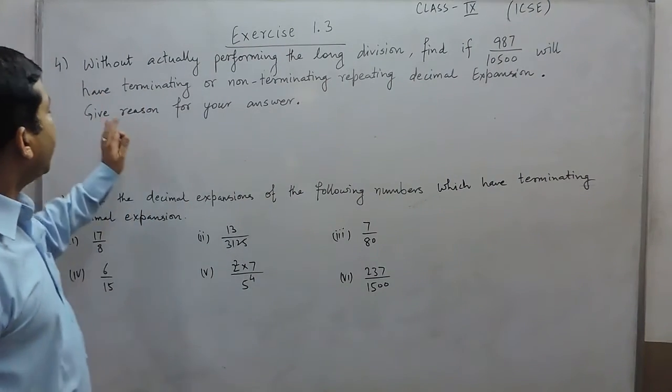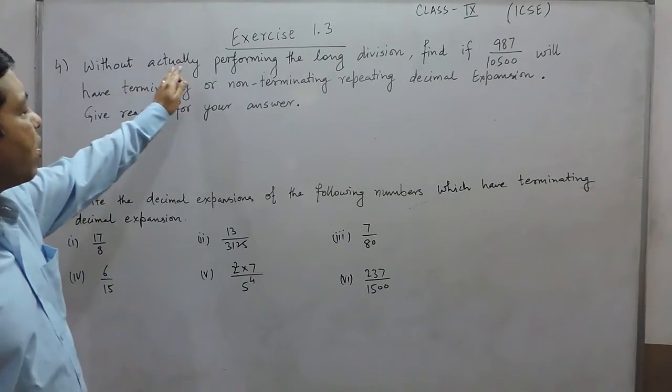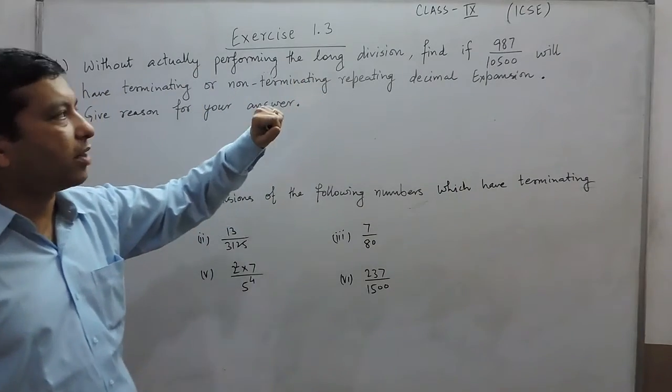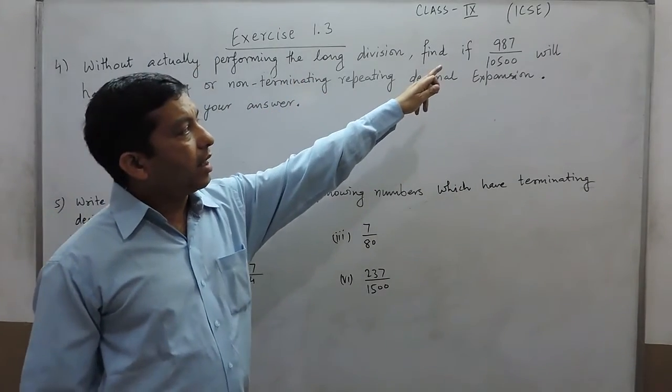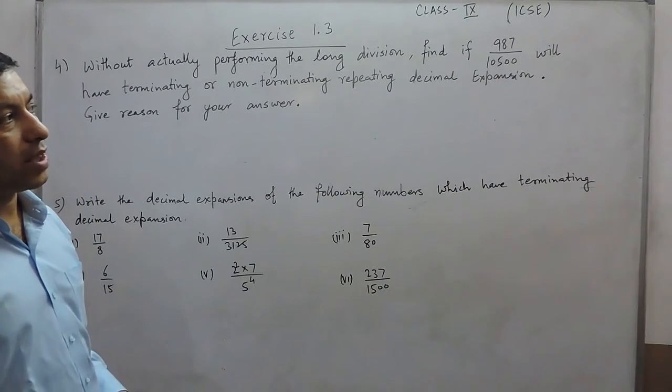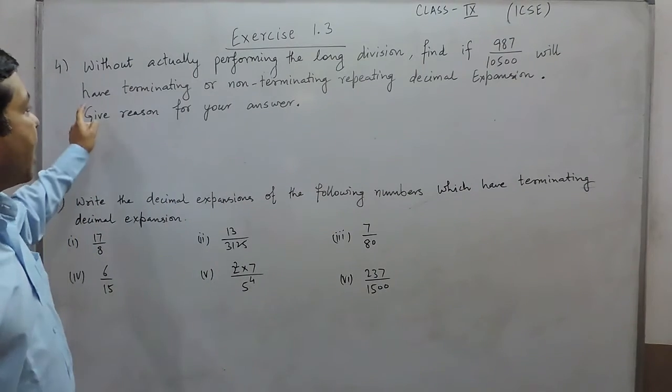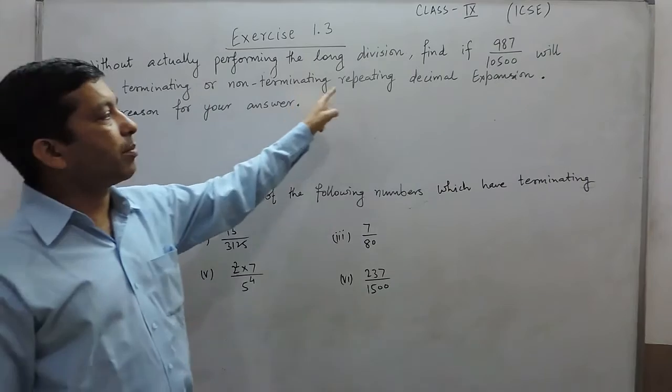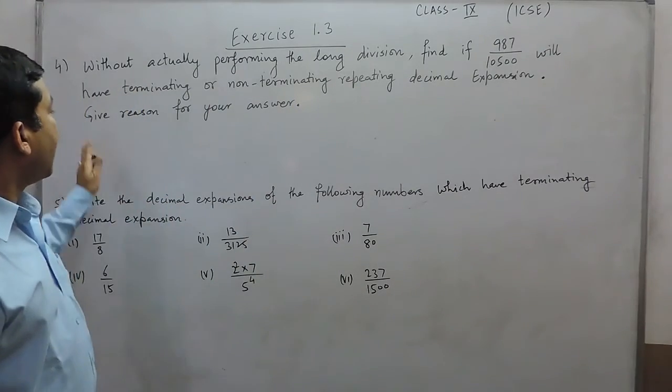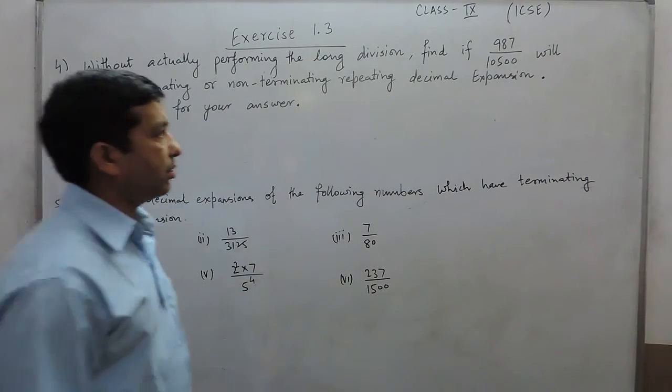Hello everyone. In question number 4, we have to solve without actually performing the long division. We have to find whether 987 upon 10500 will have a terminating or non-terminating repeating decimal expansion, and we have to give a reason for our answer.